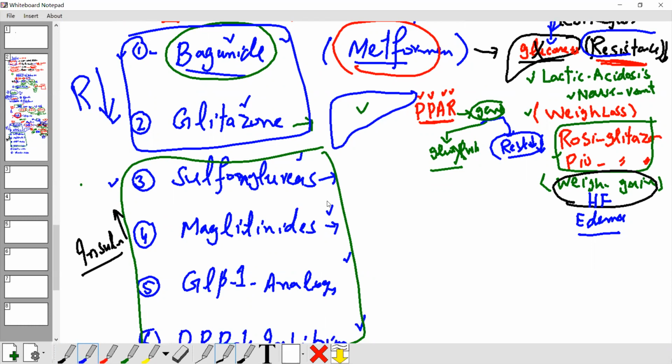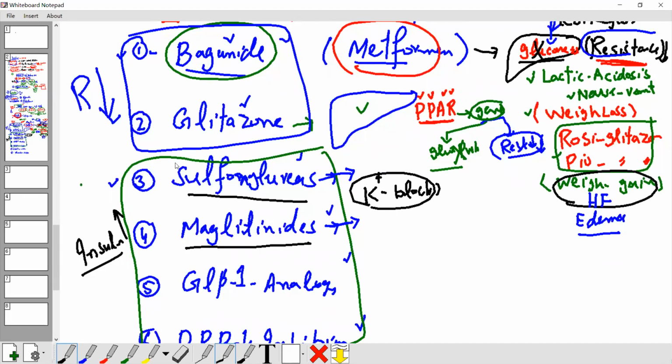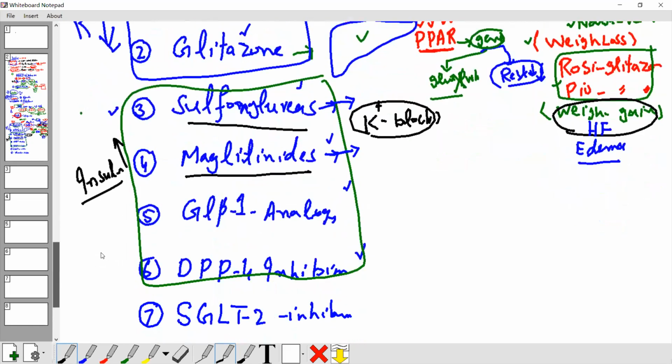The first one, sulfonylurea, and meglitinides. Both groups work at the same site of action. These are potassium channel blockers. Sulfonylurea and meglitinides are potassium blockers. Clear or not?